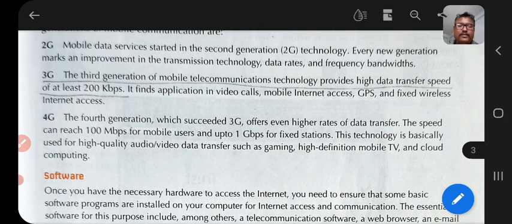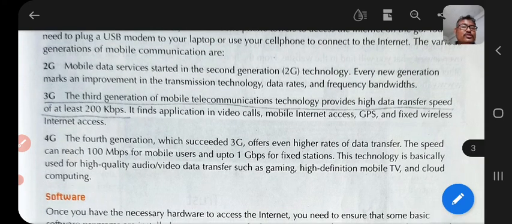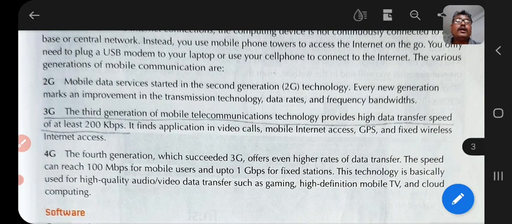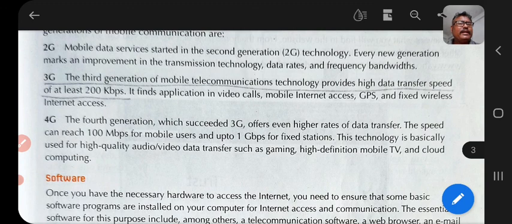cloud computing. So 3G also is giving a good service, and after that the 4G is better than 3G, which has 100 Mbps. We can use it with high quality audio video data transfer, and such as gaming also, you can play online games and all. High definition TV online you can watch, and cloud computing also you can do. But looking at this 4G speed and all, in the local area, are we really getting this 4G speed? That also raises a question mark, no?